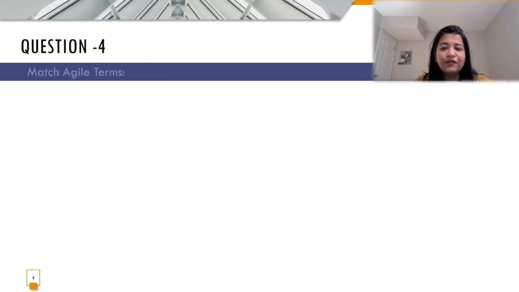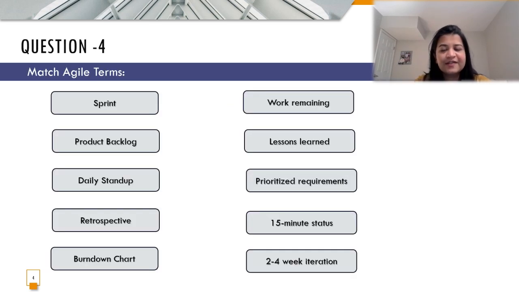Okay, so in the fourth question, we are given the agile terms wherein we are supposed to match each with its respective description. For example, we have a sprint. All of us pretty much know that a sprint lasts for 2 to 4 weeks, so I'm going to map it with 2 to 4 week iteration. Daily stand up is what we do every day if we are following the agile methodology, and it's a 15-minute status call.